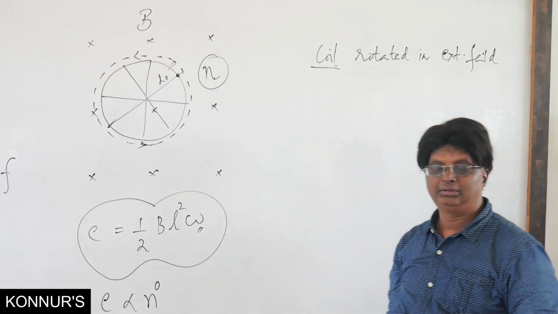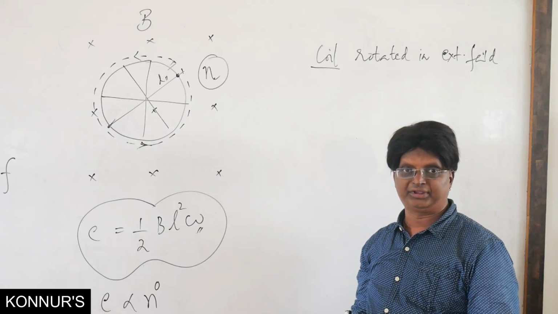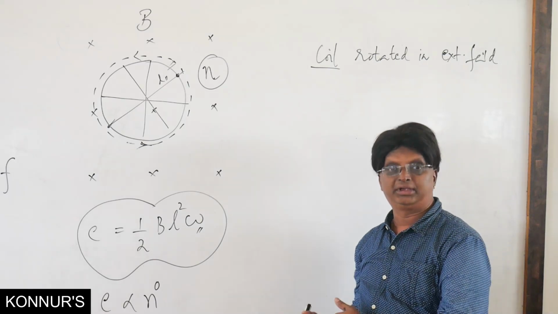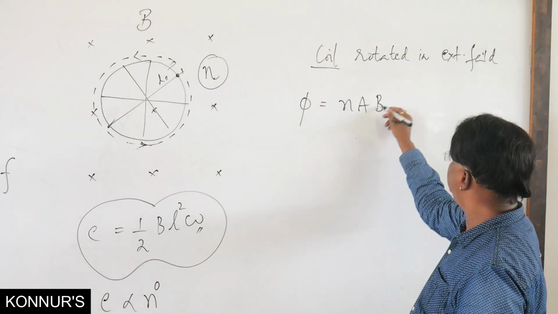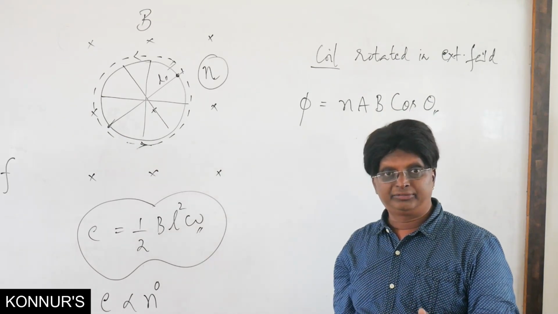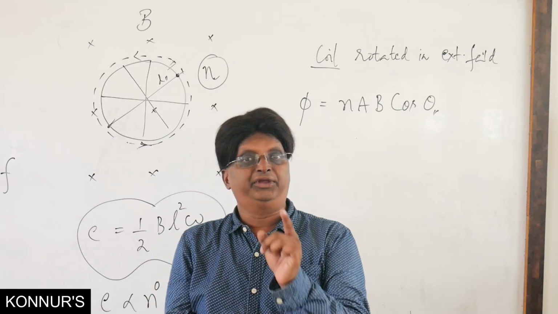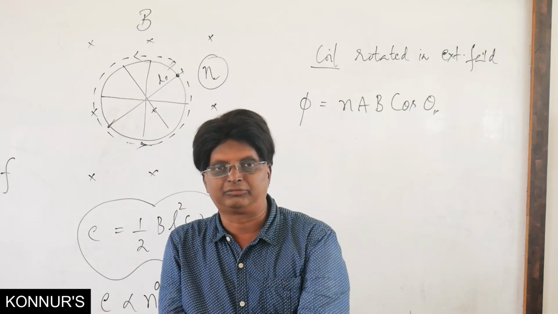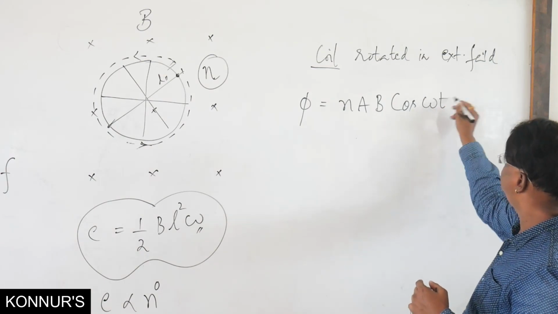External uniform magnetic field. Again remember, for such a case the most important thing is the orientation of the axis of rotation. We have already mentioned what should be the plane of the axis of rotation and the plane of magnetic induction. Now by definition for a coil we have taken phi is equal to NAB cos theta. Why does theta come here? Because when we are rotating a coil at a constant angular velocity, theta is equal to omega times t, where omega is the angular frequency. Therefore here I will straight away write the theta term as cos of omega t.